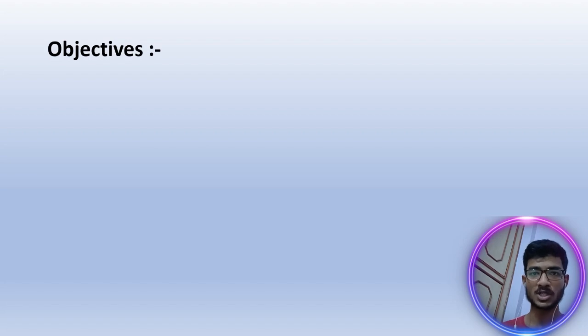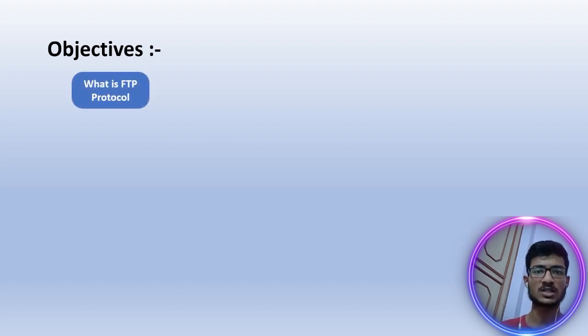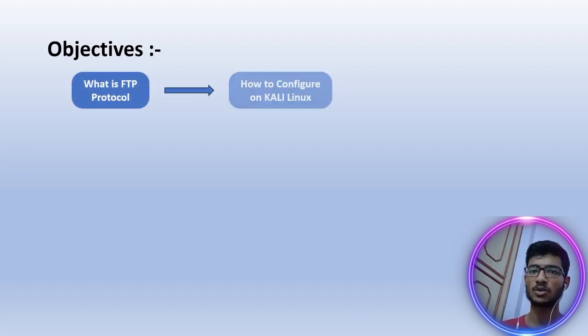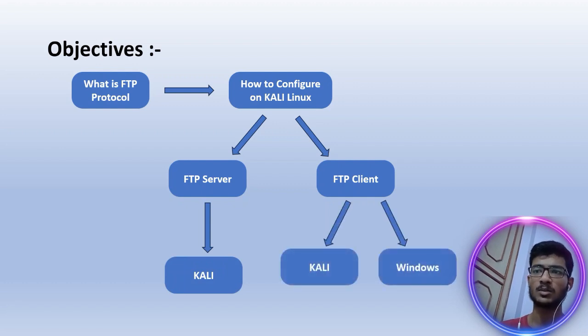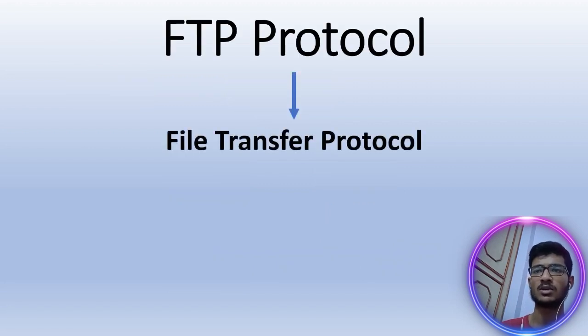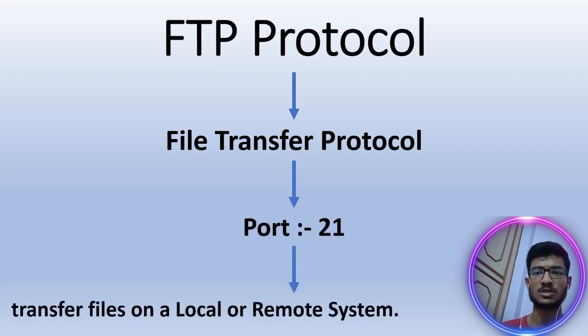First, what are the objectives of this video? What is FTP protocol? How to configure FTP server as well as client on your Kali Linux machine. In this case, the FTP server will be Kali and FTP client will be both Kali and Windows. What is FTP protocol? It is a simple file transfer protocol which works on port 21 and it is used to transfer files to a local or a remote system.